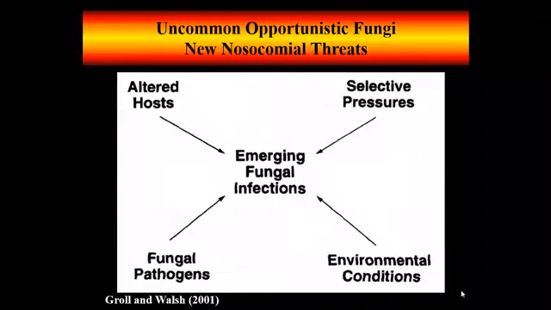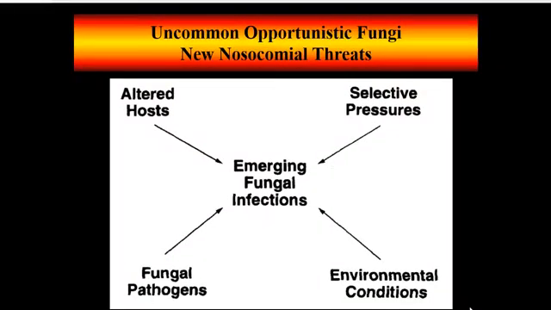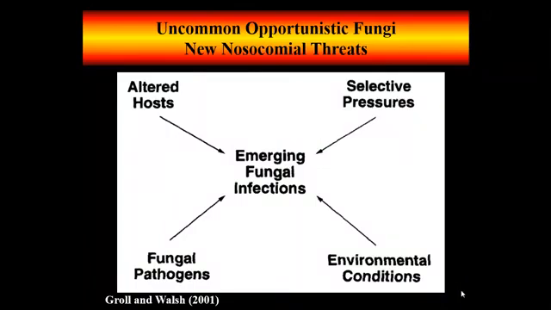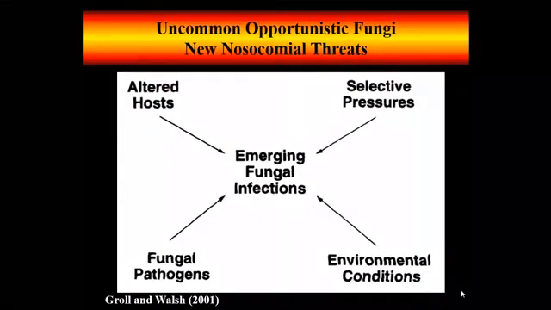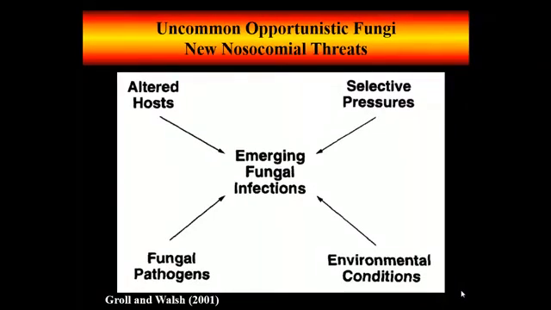And emerging fungal infection, due to Groll and Walsh in 2001, emerged for reasons including altered hosts. So it could be a transplanted patient, an AIDS patient, or a diabetic patient, so a different kind of host is there. Then selective pressure, environmental condition, and the fungal pathogen. So four factors directly led to emerging fungal infection in hospitals, not only in Egypt, but worldwide. So it's a big problem.